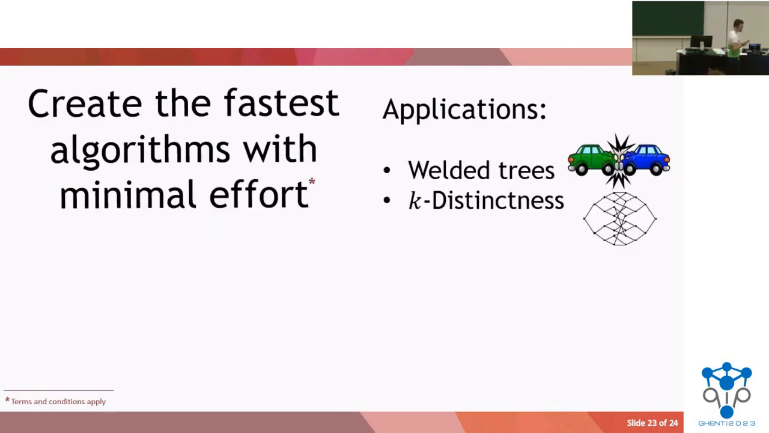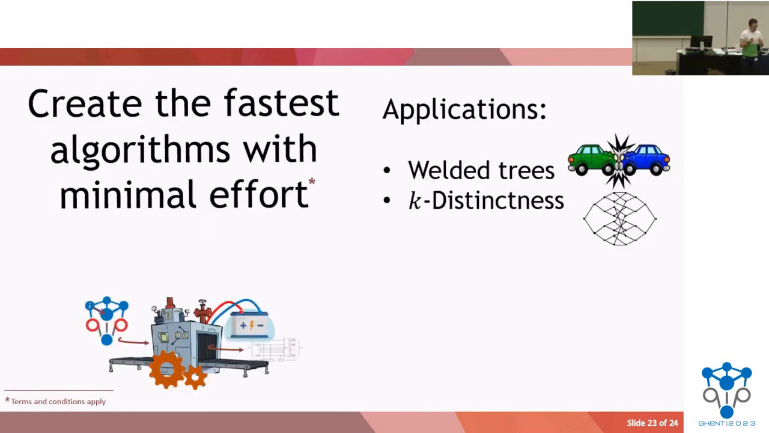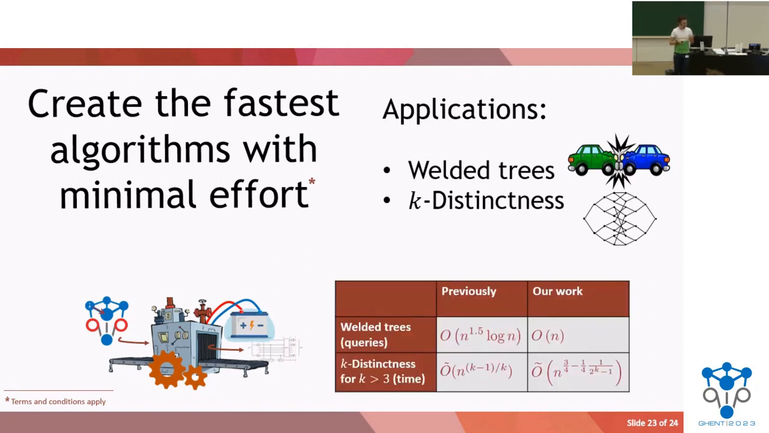So to summarize, we create the fastest algorithms with minimal effort as long as they're created from a random walk. We've exhibited this machine that allows you to start from this random walk and then create a quantum algorithm. And we apply this machine to obtain new results for the welded trees problem, as well as for the k-distinctness problem, respectively in query and time complexity.